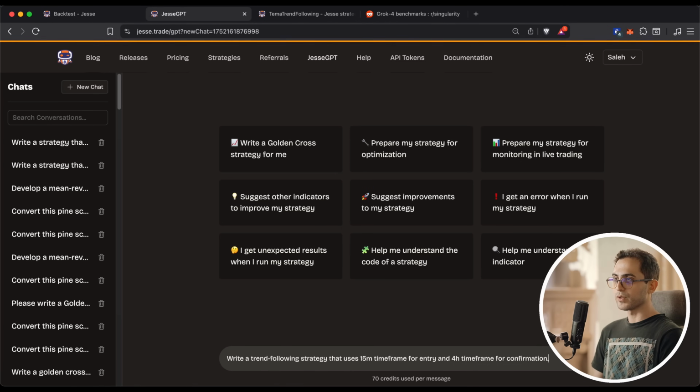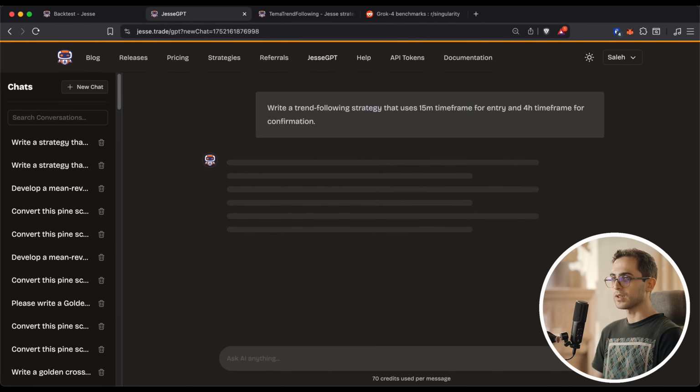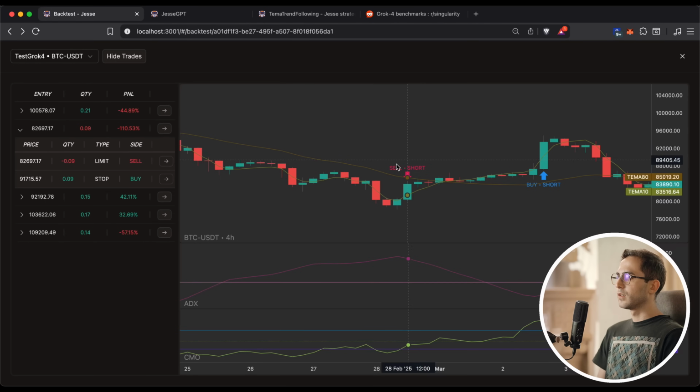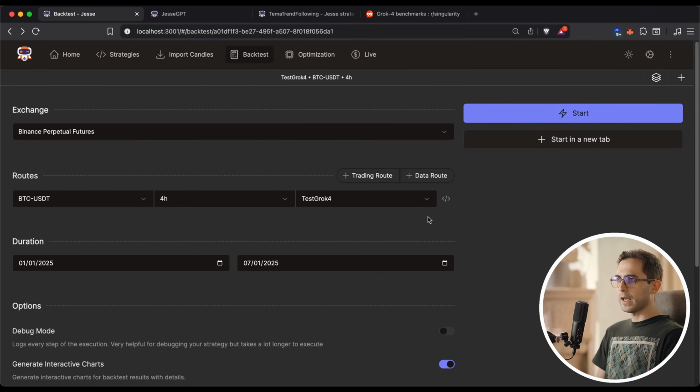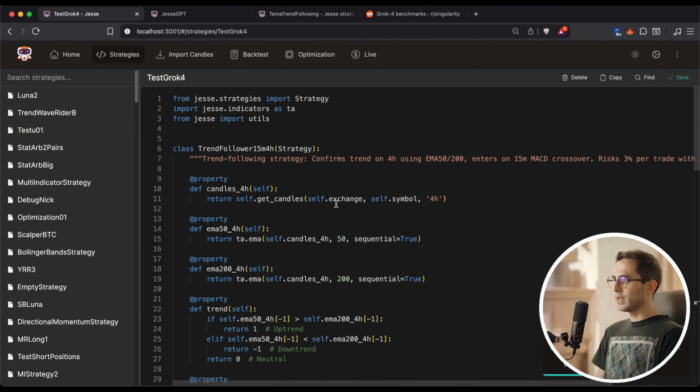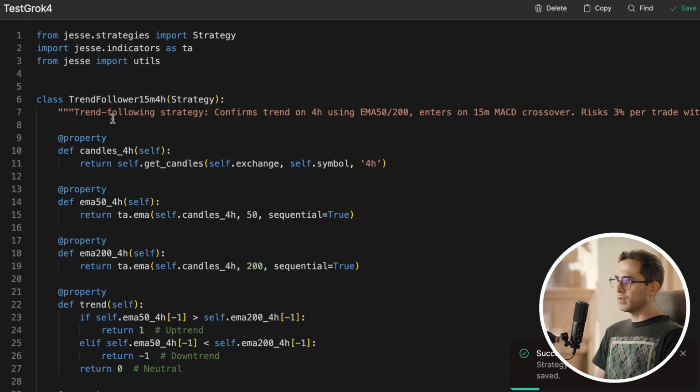Next, write a trend following strategy that uses 15 minutes time frame for entry and 4 hours time frame for confirmation. All right, so let's copy the whole thing, go back to Jesse and edit the code, paste it here. Now let's take a look. It's supposed to be a trend following strategy that uses a 15 minutes time frame.